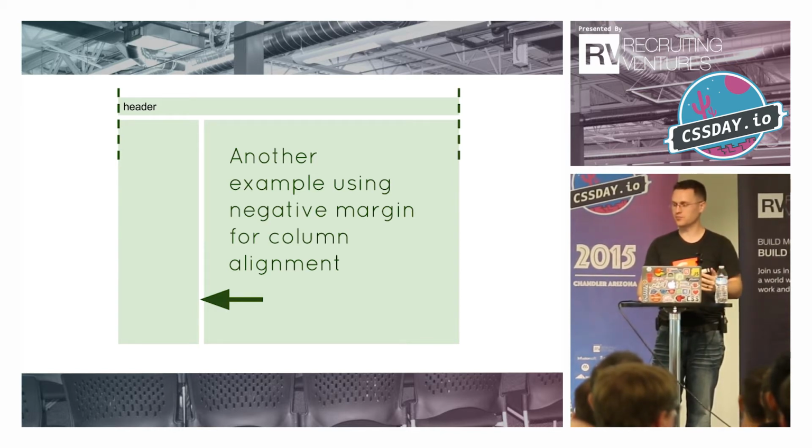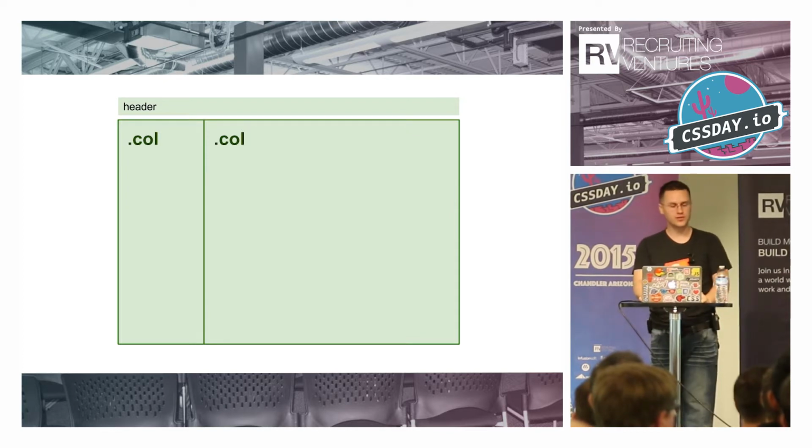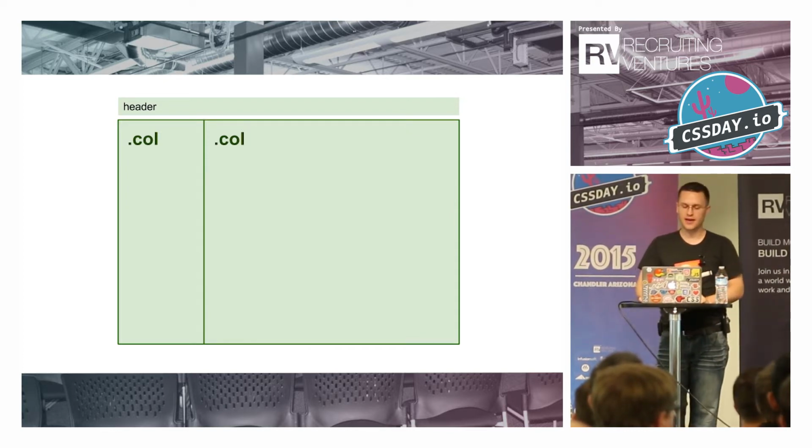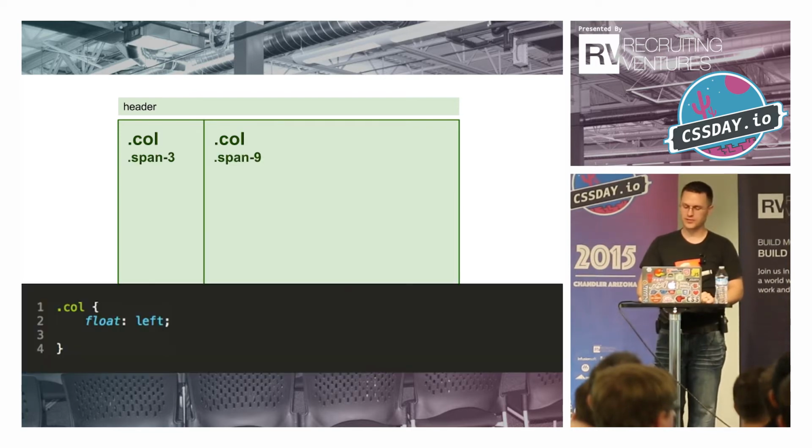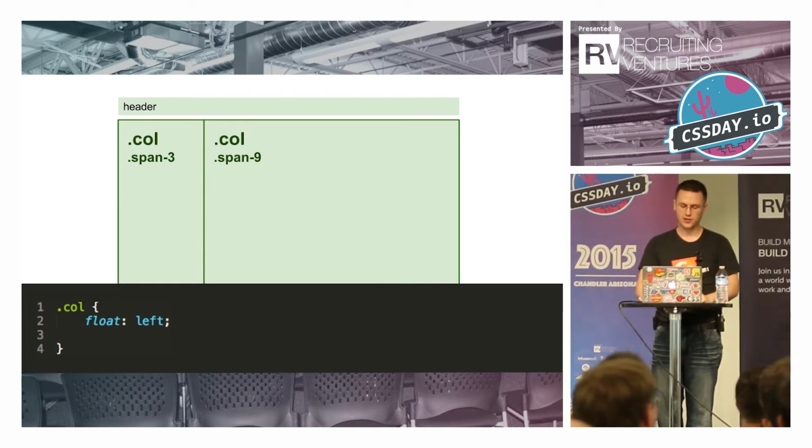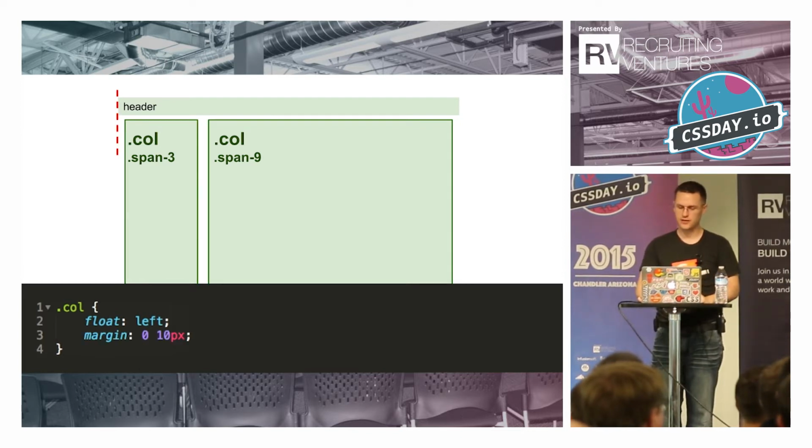And that's going to cause a problem, because you're going to start off with two columns like this, and they're going to be butted up next to each other. Let's just pretend we're making our own grid system here. Each column has a class called column, and then there's span 3, span 9. And let's say we're using a float left strategy on the columns, so the two columns are next to each other.